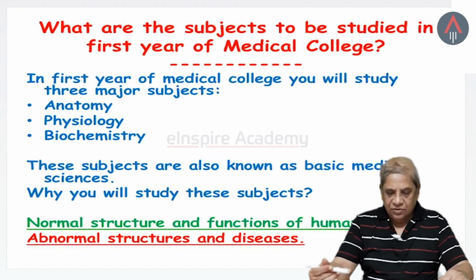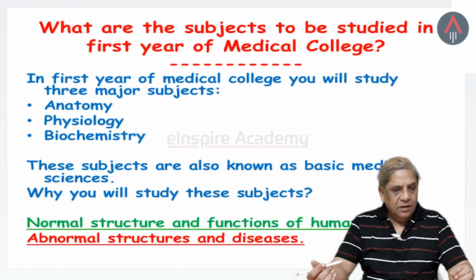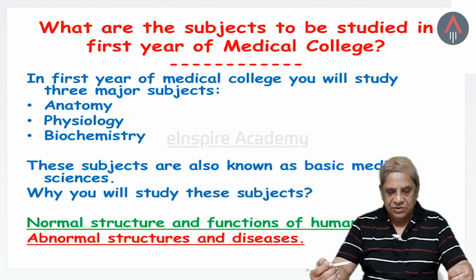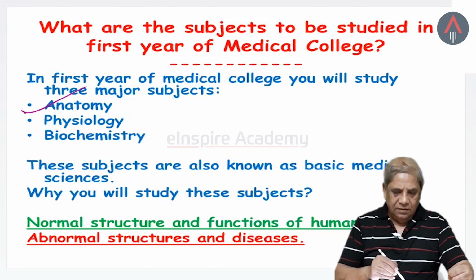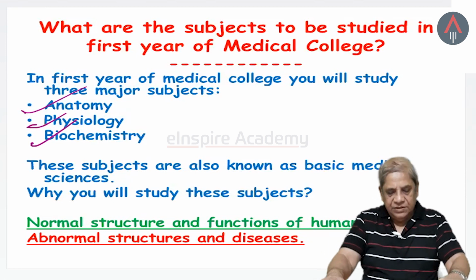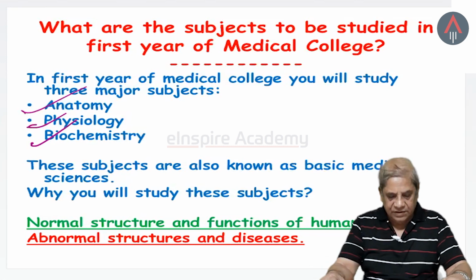Naturally, since you have come to the medical college now, there must be a question in your mind: what are the subjects to be studied in the first year of medical college? In the first year, you will study three major subjects: anatomy, physiology, and biochemistry.